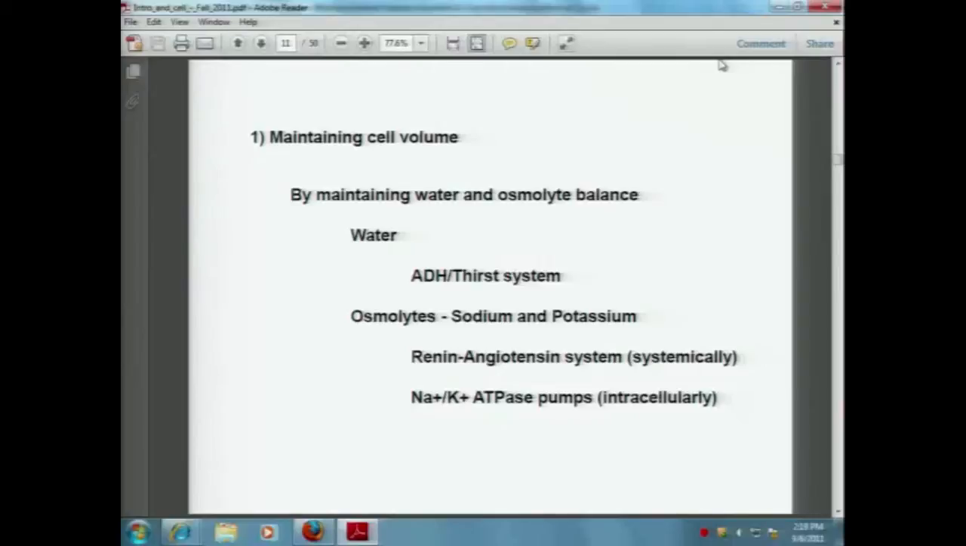So we maintain water balance and osmolyte balance by maintaining the amount of water inside and outside of the cell, by maintaining the amount of these osmolytes, especially sodium and potassium, inside and outside of the cell, and the relative concentration of water to osmolytes. Maintaining isotonic conditions at all times.